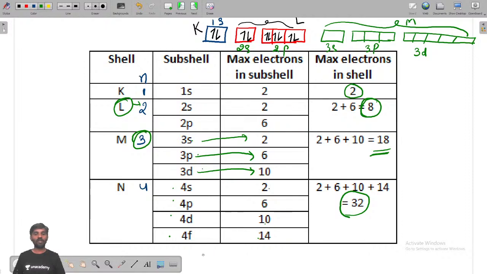Can somebody tell me what will be the total number of electrons if n is equal to 5? Think. Just think. How many electrons can you fill for n equal to 5?